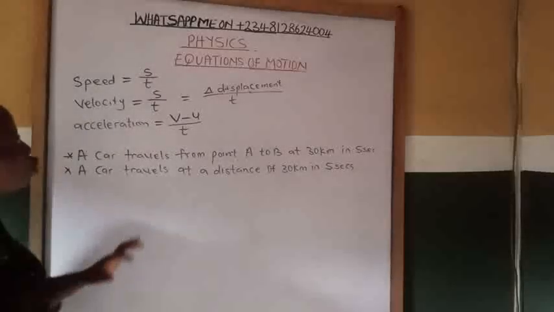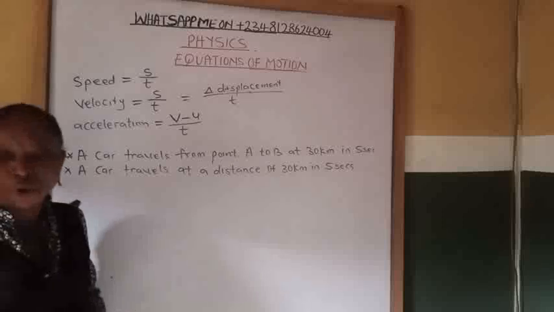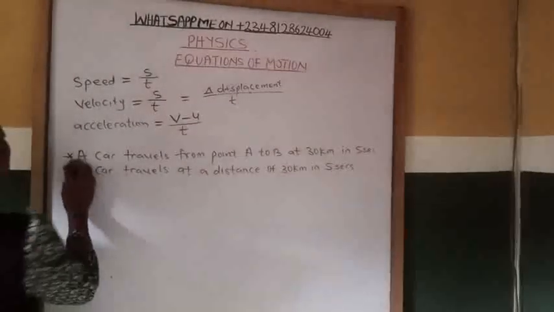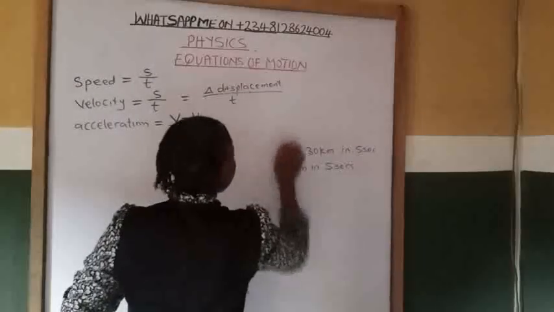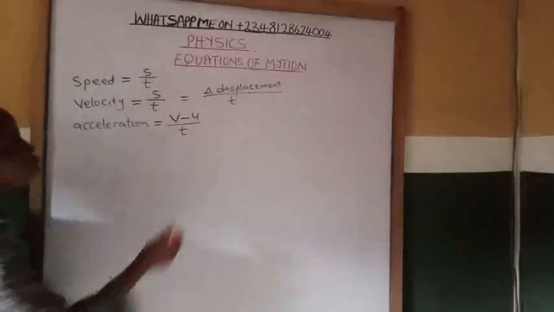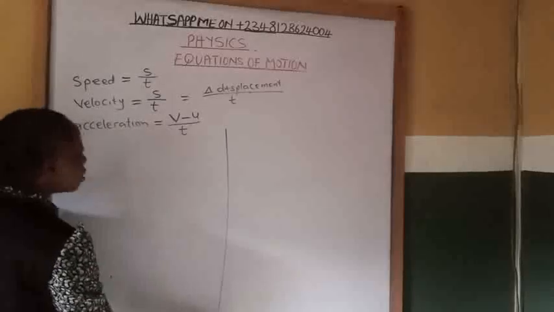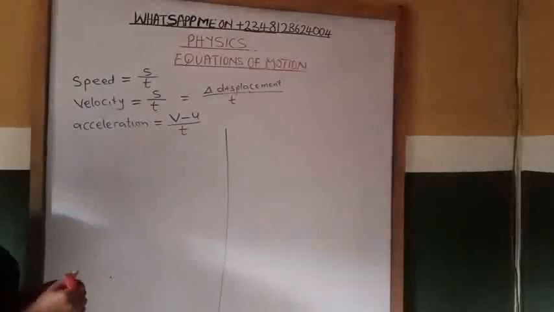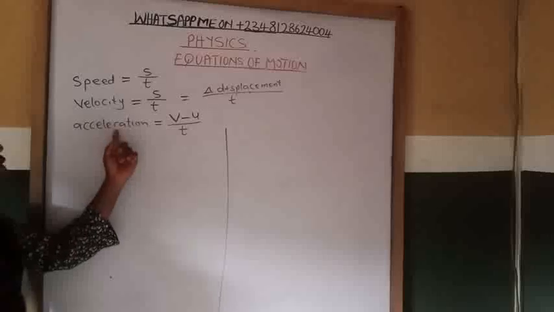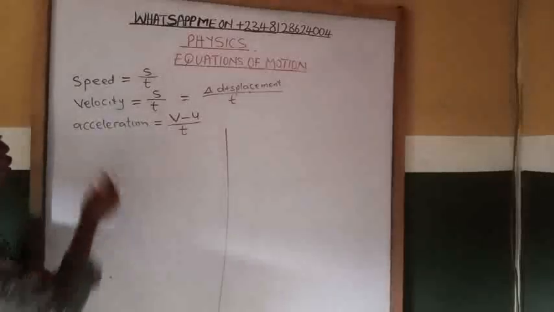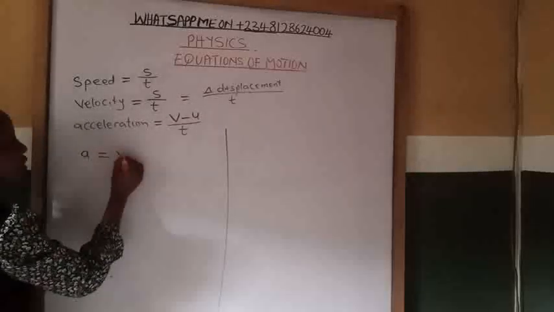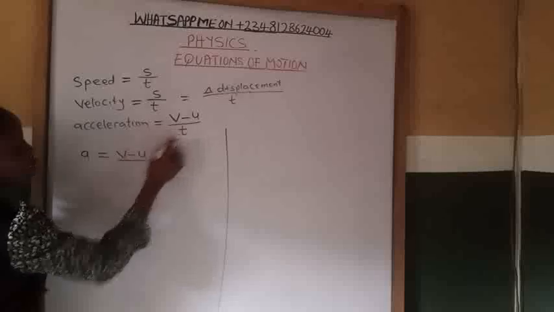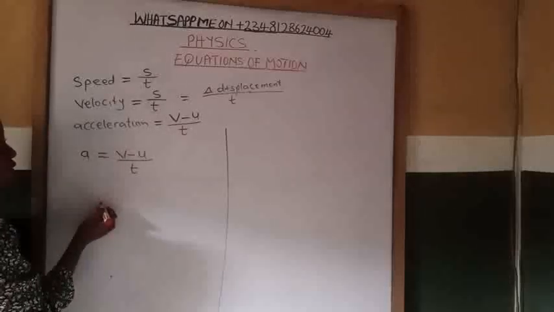Now, let's come back to the derivation of equations of motion. How can we derive the first equation of motion? The first equation of motion will be derived from the definition of acceleration. Acceleration a is equal to change in velocity divided by the time taken.